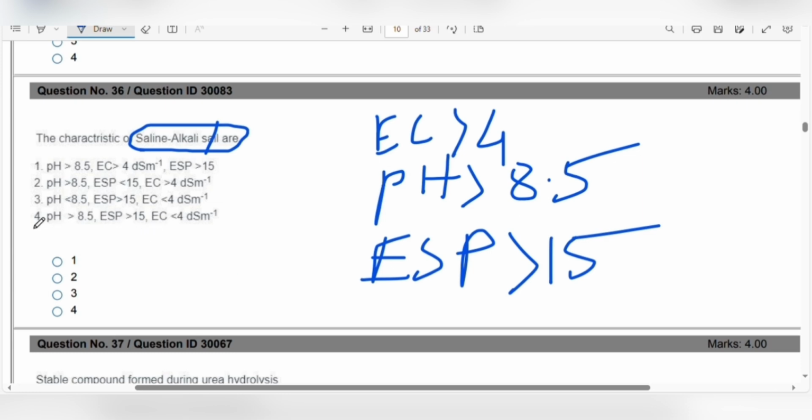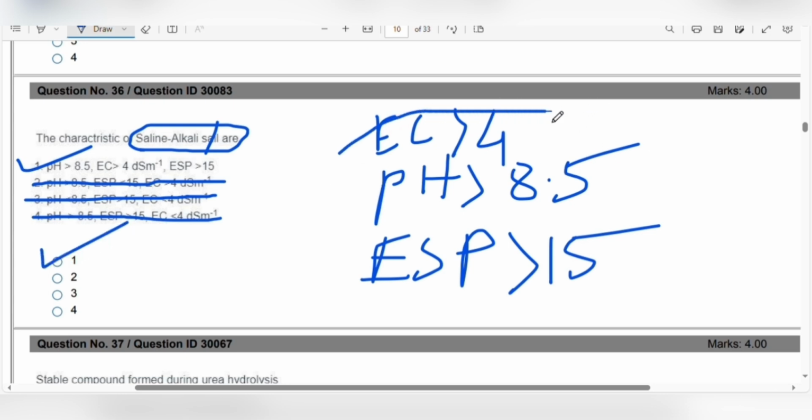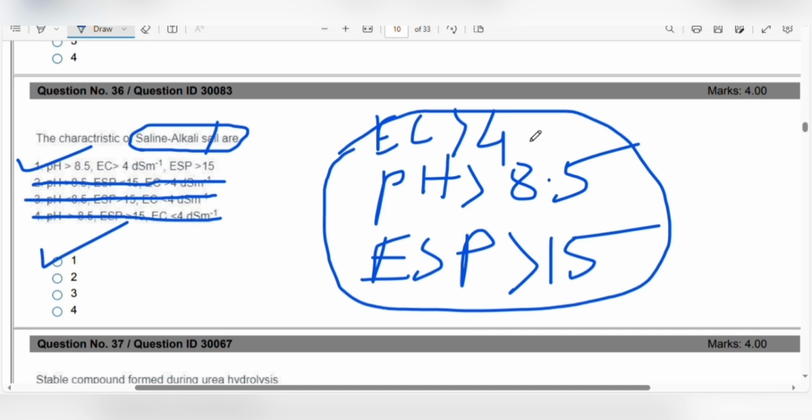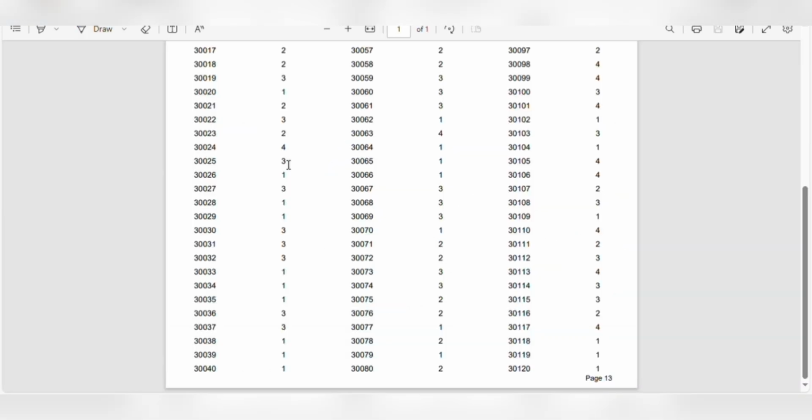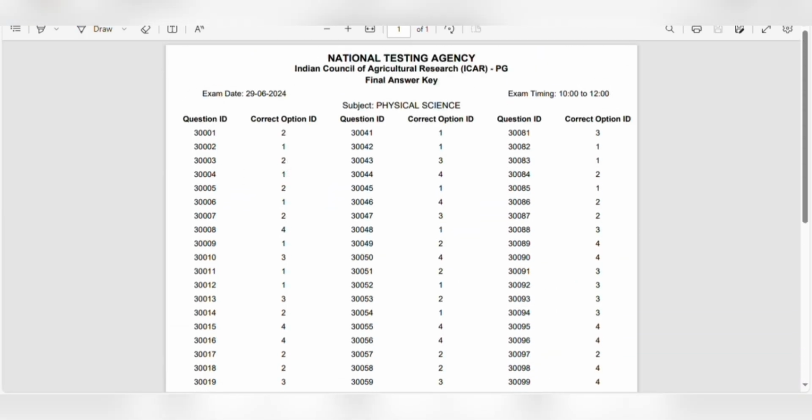EC less than 4, this is out of the question. EC less than 4, again out of the question. Here EC more than 4, EC more than 4, ESP less than 15, ESP more than 15. Okay, so ESP less than 15 is also out of the question. So the answer will be option 1. Everything is greater than the threshold value. Electrical conductivity more than 4. You have to remember the unit, never forget the unit. pH has no unit and ESP is already percentage. So ESP is greater than 15%. Fine. So the answer to this question is option 1.